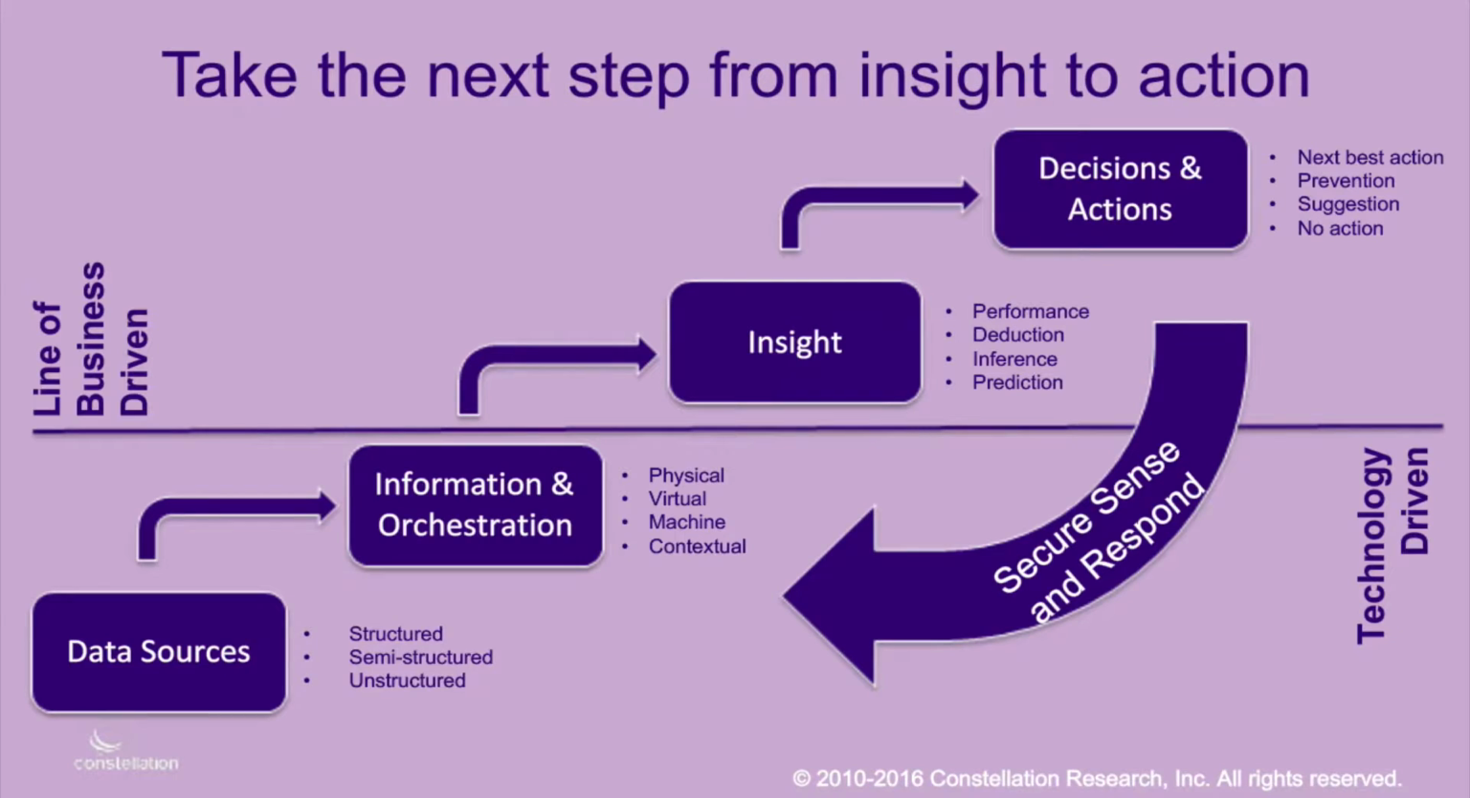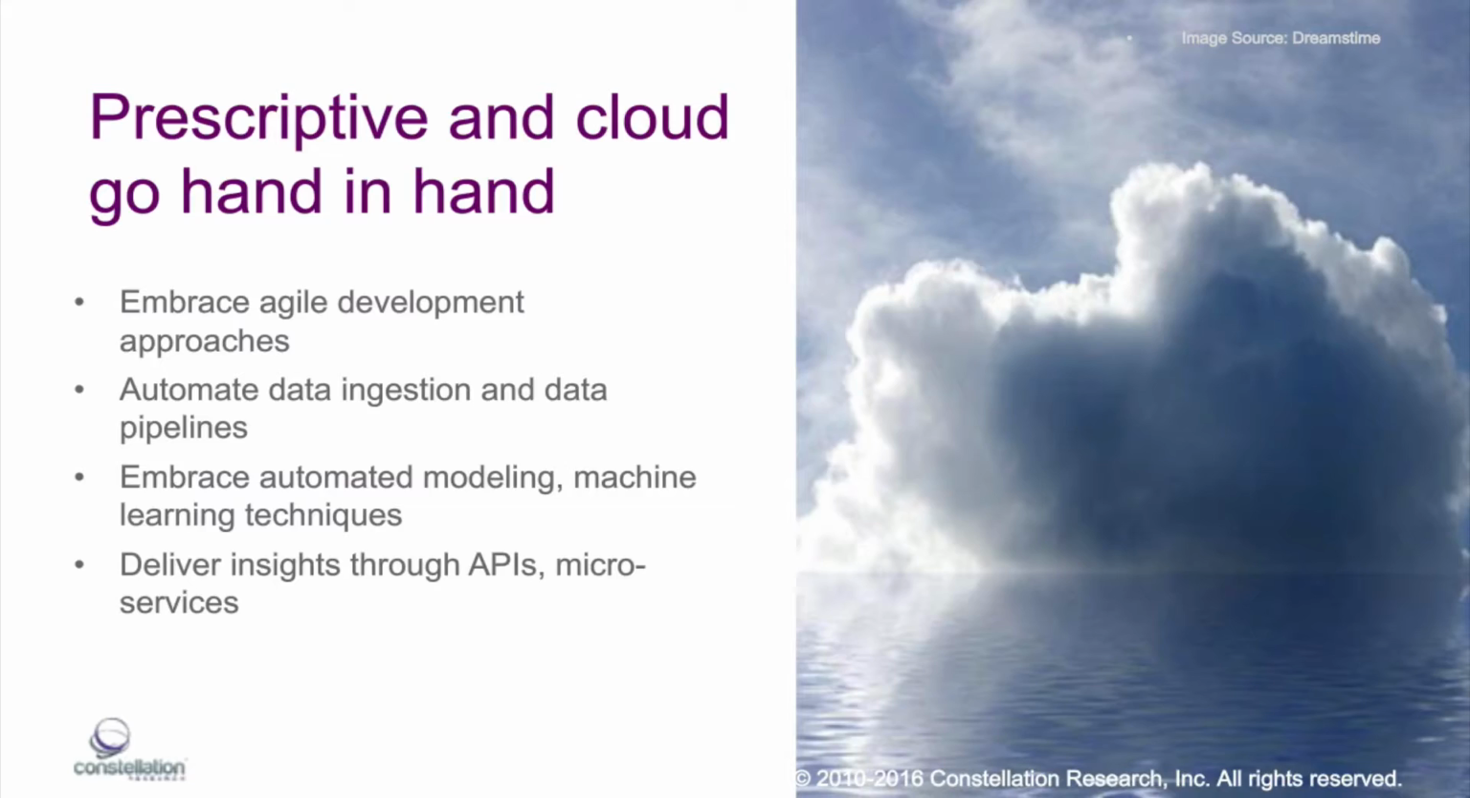Now, another benefit of taking a prescriptive in-app approach is closing the loop. If you can record and track the outcomes of your decisions, you can use that data to inform future decisions. Now, this creates a learning system that can sense and respond to changes over time. Now, prescriptive and cloud go hand in hand because SaaS and other cloud-based delivery models make it easier to create agile, data-driven apps that close that loop and automate the delivery of insights and recommendations through cloud-based services delivered through REST APIs.